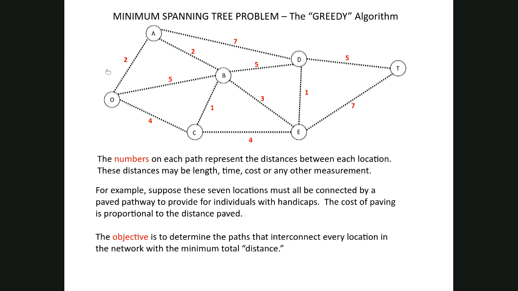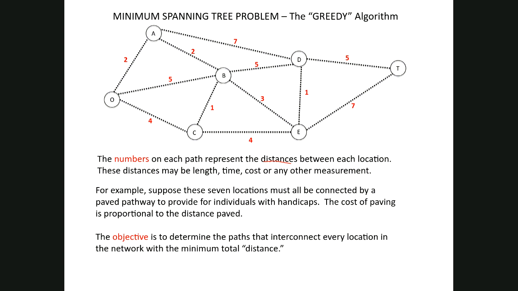So the pathway that goes from O to A has a length of 2. So 2 miles, costs $2, 2 minutes, 200 yards. Its length is 2. The numbers on the paths are the distances between the locations, which can be measured in any kind of dimension.